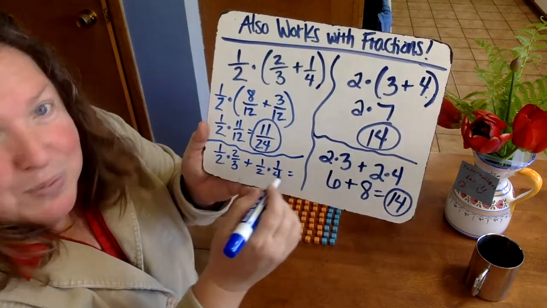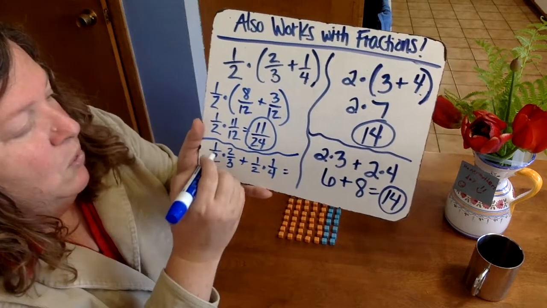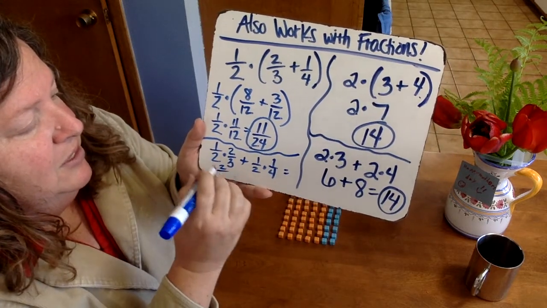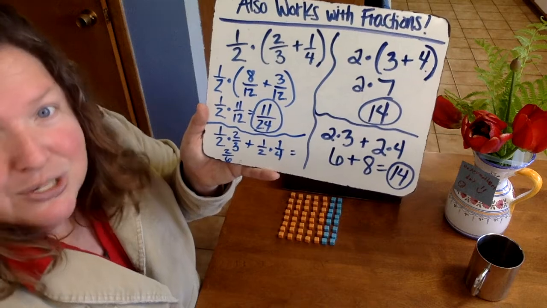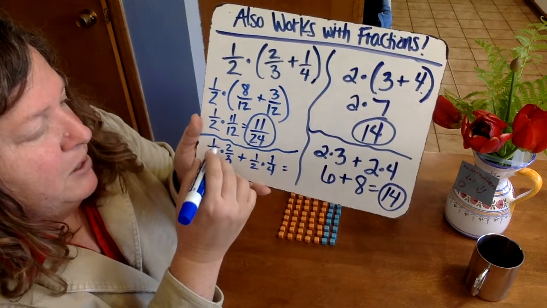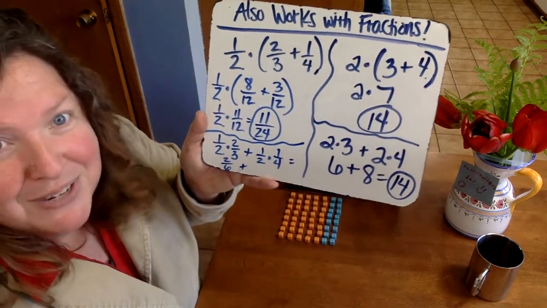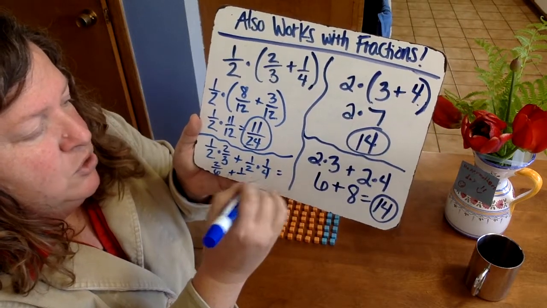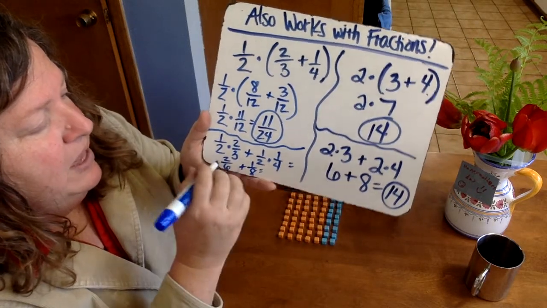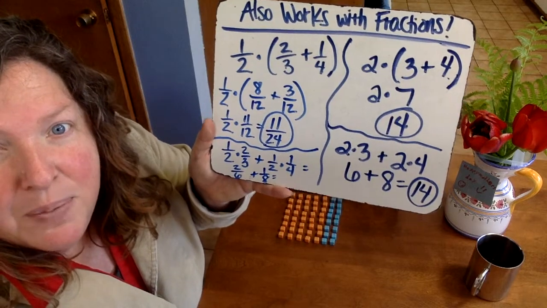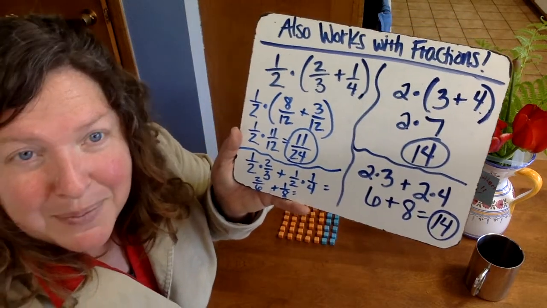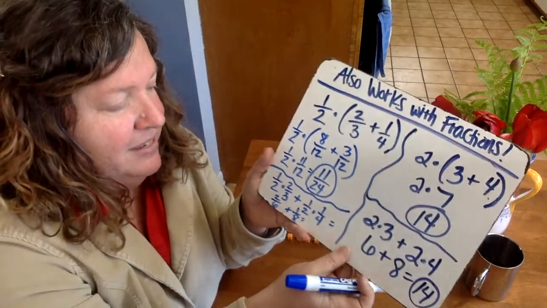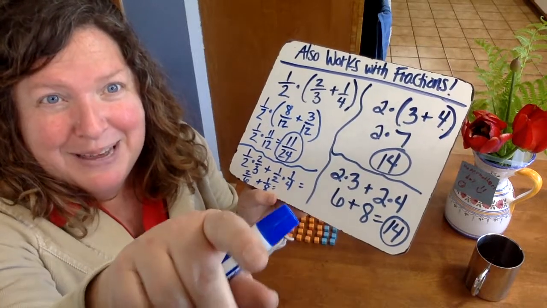We have to do the multiplication and division first. 1 times 2 is 2. 2 times 3 is 6. So we've got 2/6 for that part. We're going to keep the addition sign. We haven't done anything with that yet. 1 times 1 is 1. 2 times 4 is 8. Now we have 2/6 plus 1/8. Again, I know we need a common denominator.